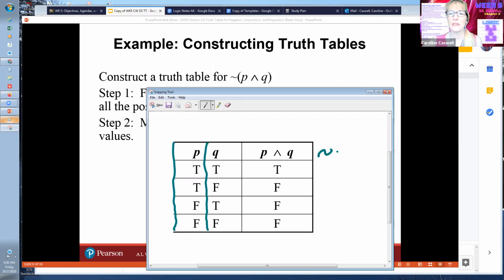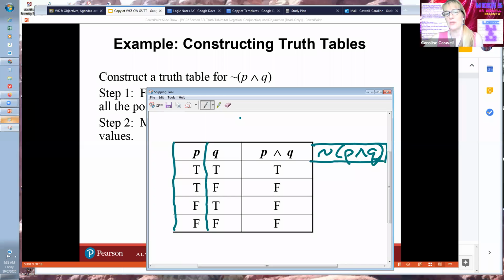The negation of P and Q. Now notice they added parentheses just to show that you find your P and Q first, because we know order of operations means parentheses first, and then we do the negation. So we've done the and, which is actually given, because we already know that the truth table says when you have an and, true, true is only true. Everything else is false. So we know this. Now what we have to do is find out what the negation is of all this.